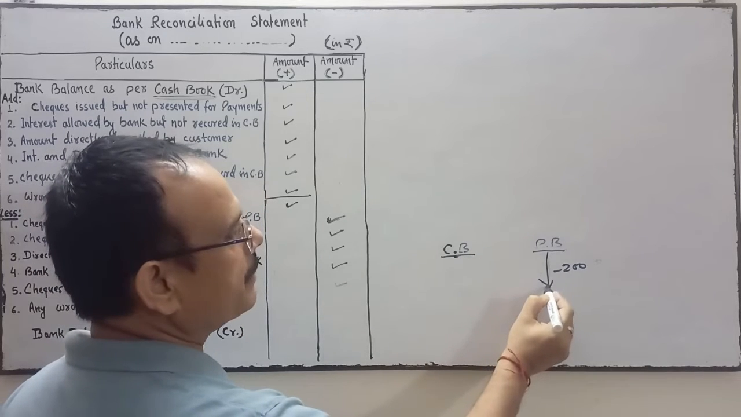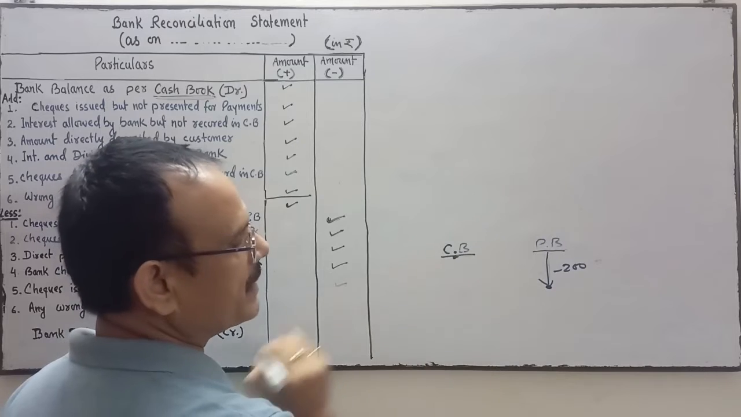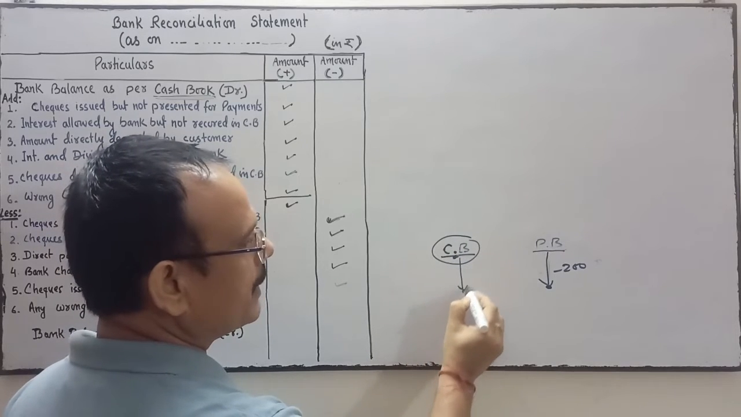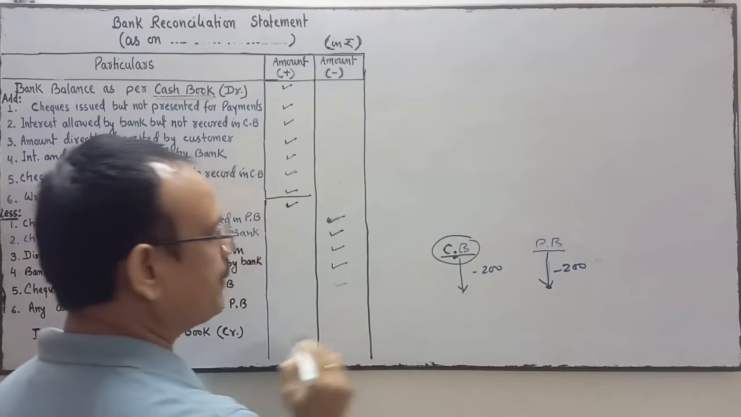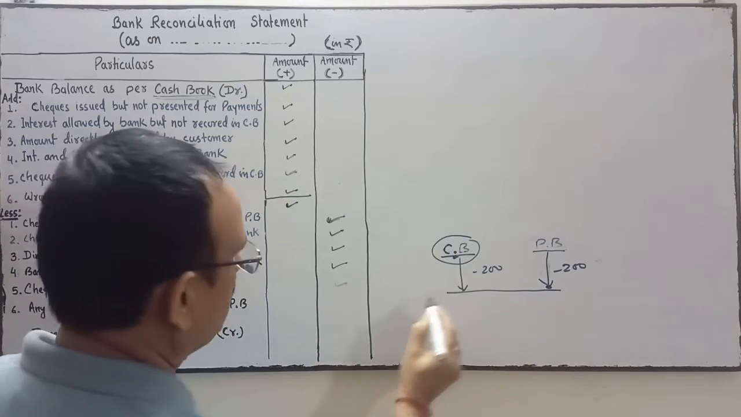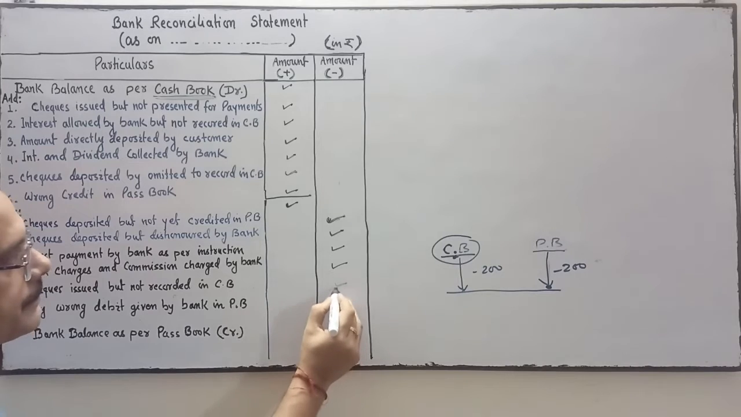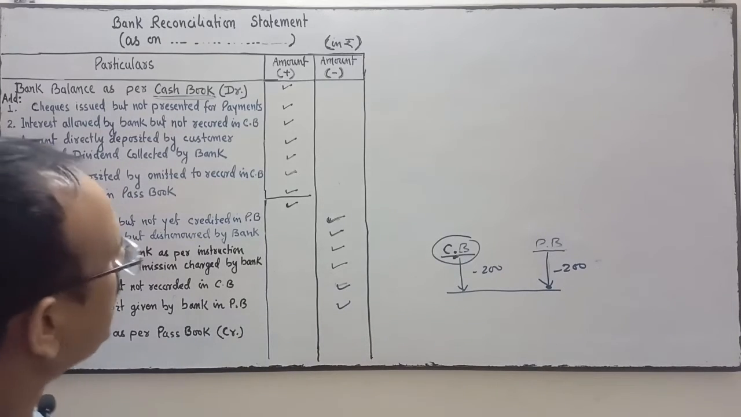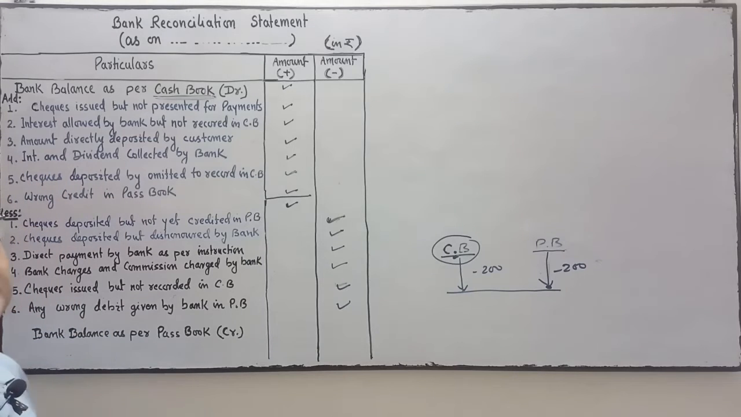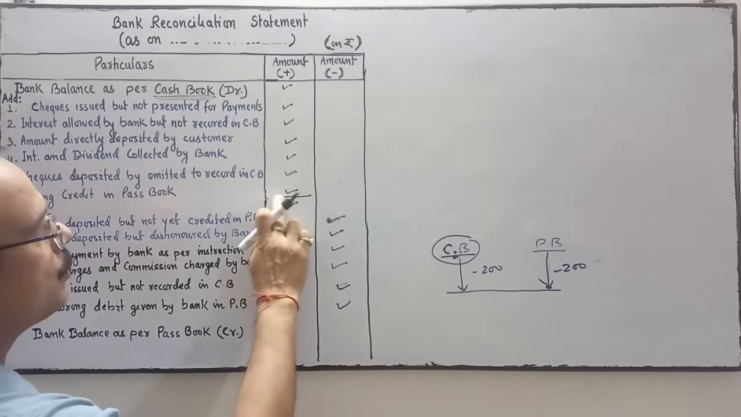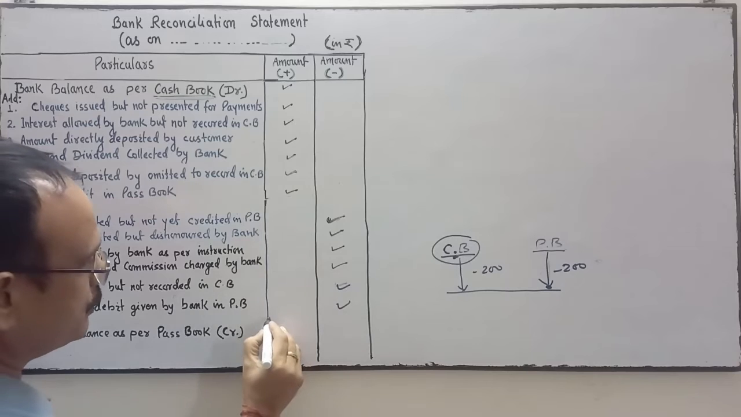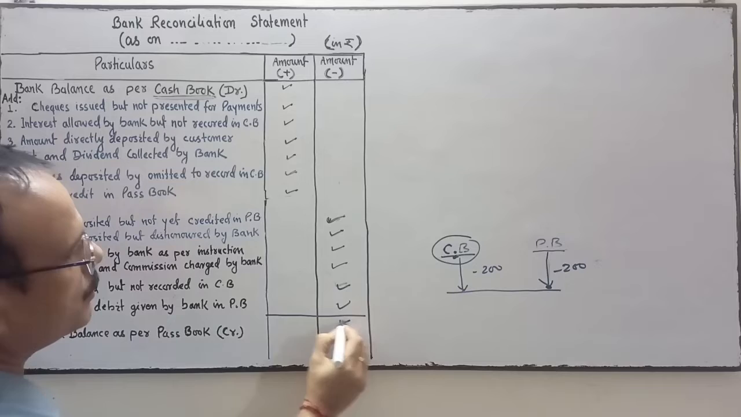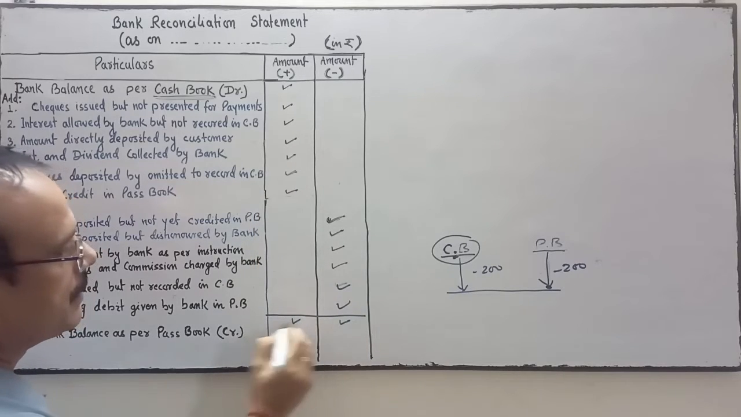Now we have to reconcile. Passbook balance is here, cash book balance is here. So we will also deduct rupees 200 in the cash book to make the balance equal. Thereafter we do the comparison, which side is more and which side is less. You can total both sides. This is the minus side total, this is the plus side total.